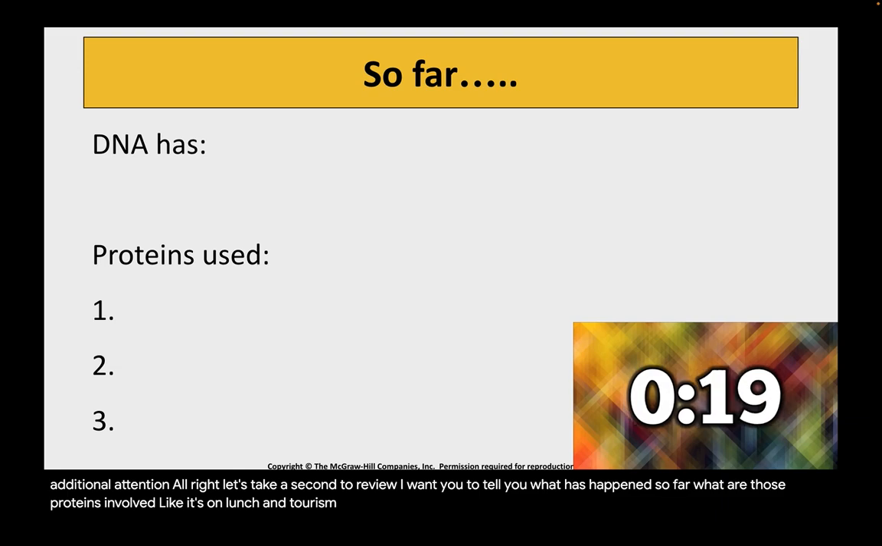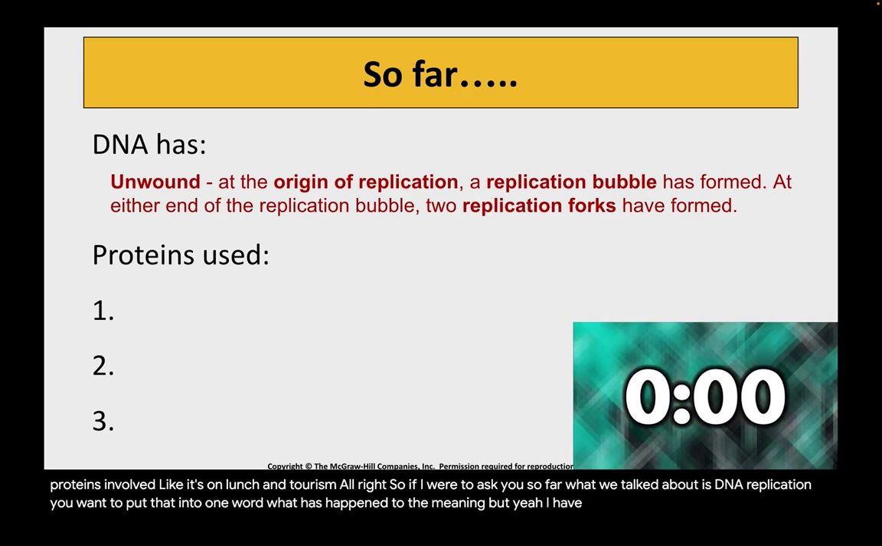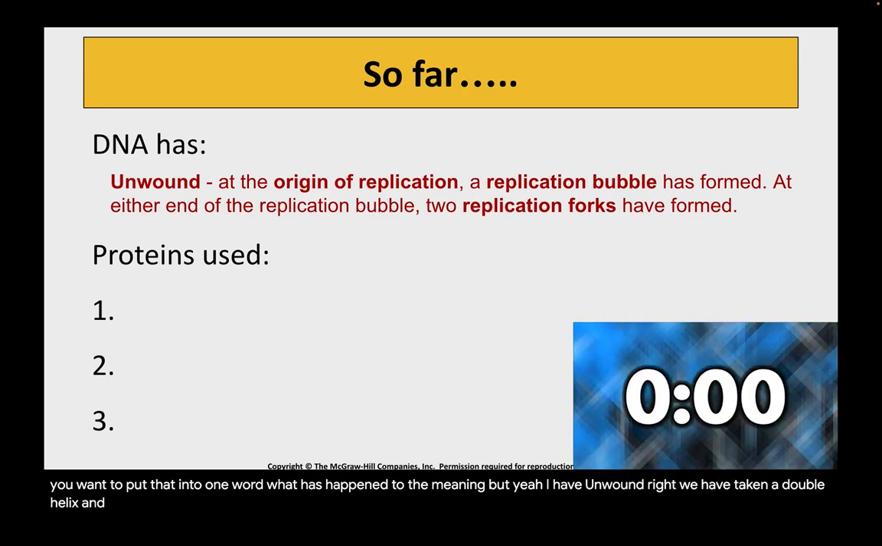Alright, I get the sense that we're all done discussing. So, if I were to ask you, so far, what we've talked about in DNA replication, if you were to put that into one word, what has happened to DNA? Split. Yeah, what's another word we could use? Separated. It has unwound, right? We have taken a double helix and made two single strands.